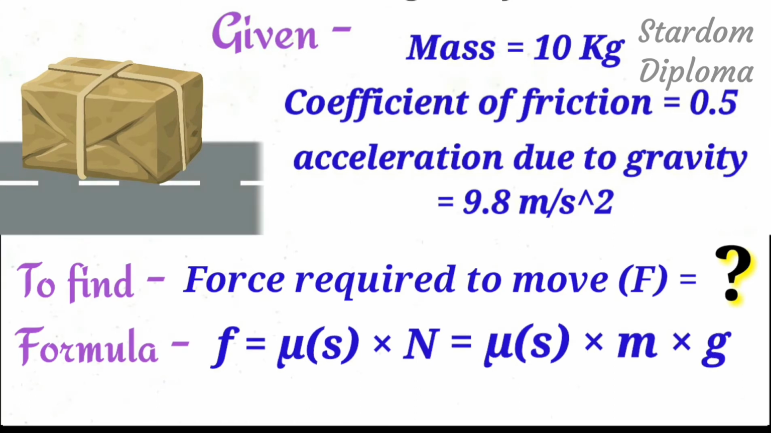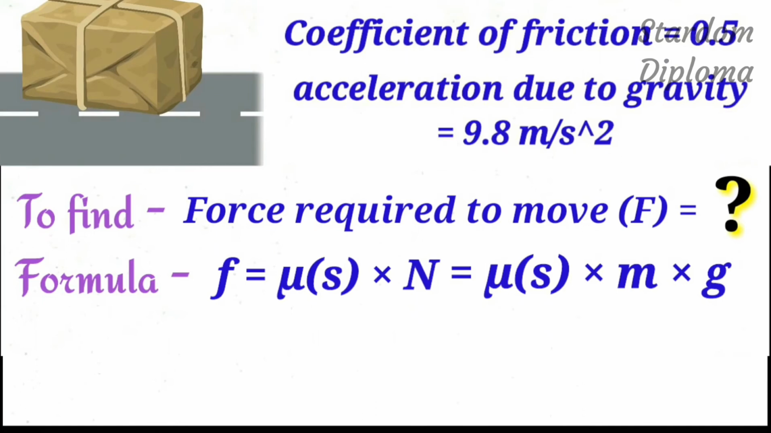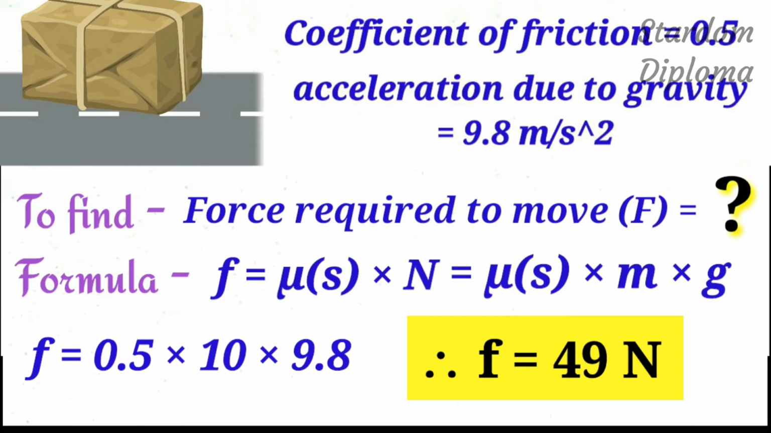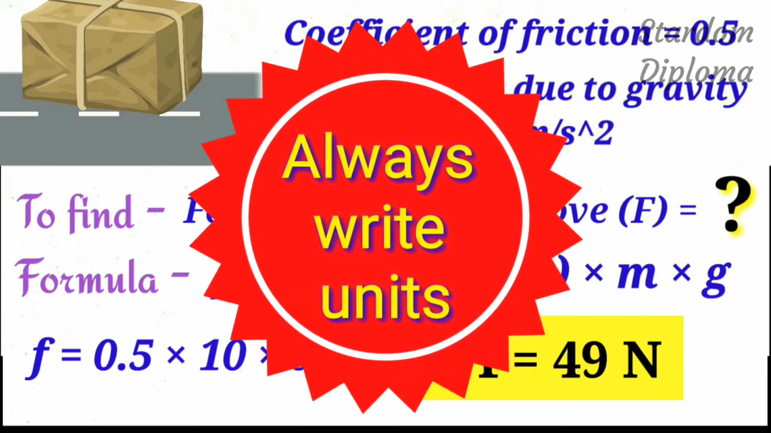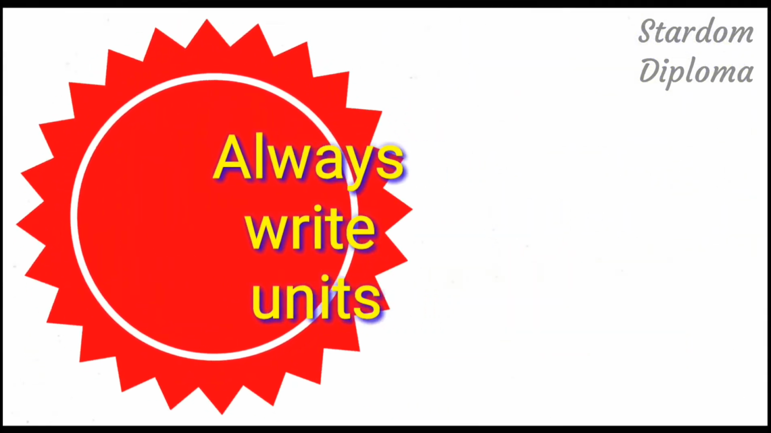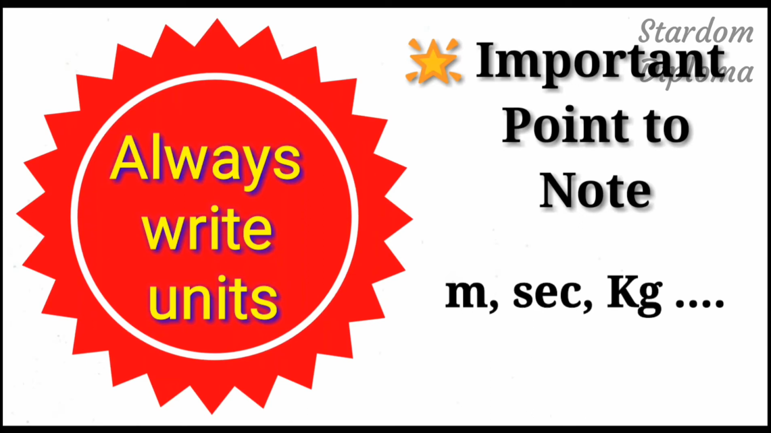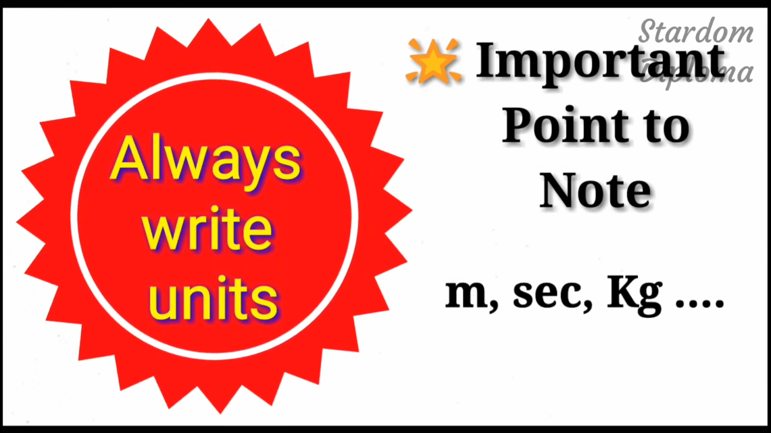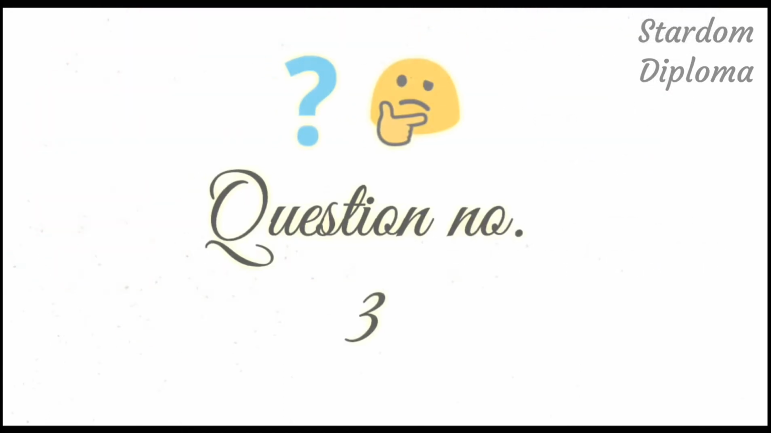So here we can substitute the given values. The force will be equal to 0.5 into 10 into 9.8. By solving this, we are getting the value of force. The force we need to apply is 49 newtons. See, not only finding the answer, we have to also write the units. If he asked us force, we have to write newtons. Distance the body traveled, that is the displacement, then we have to write meters. We must not forget the units. Units are also important.